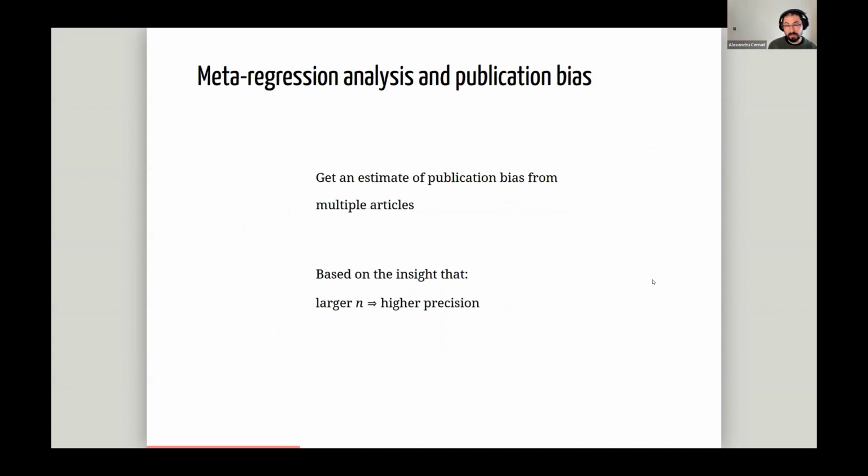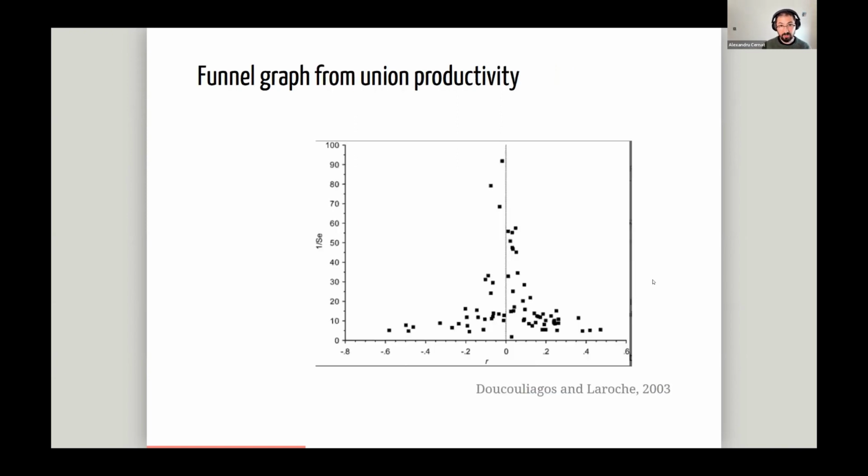On the one hand, this approach is very useful because it can also help us get an estimate of publication bias. One way to do this is to use something called funnel graphs. This comes from the intuition that if we have a larger sample size, in principle we expect more precise estimates, and with smaller sample sizes we expect less precise estimates. But if we know the average effect, we expect all of these to be randomly allocated somewhere around the average. If there's a bias in one direction or another, that will appear in this graph. So let's look at an example.